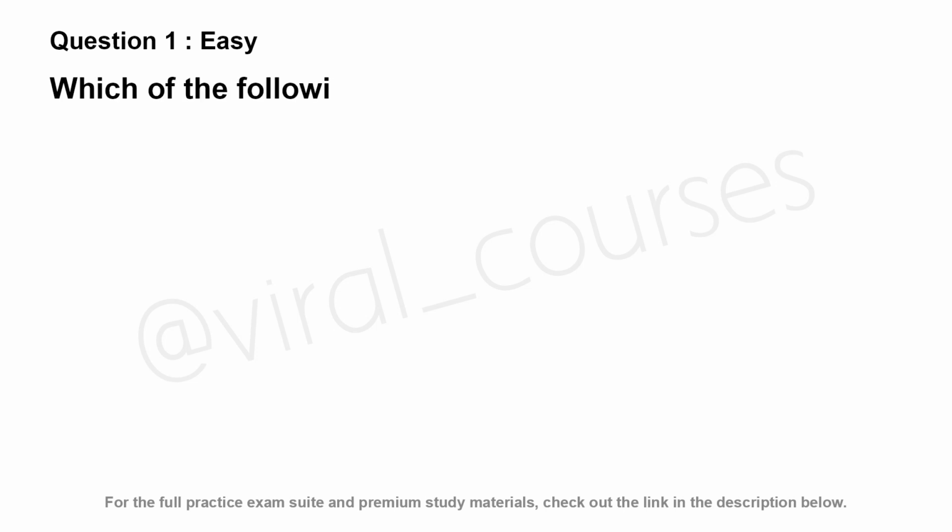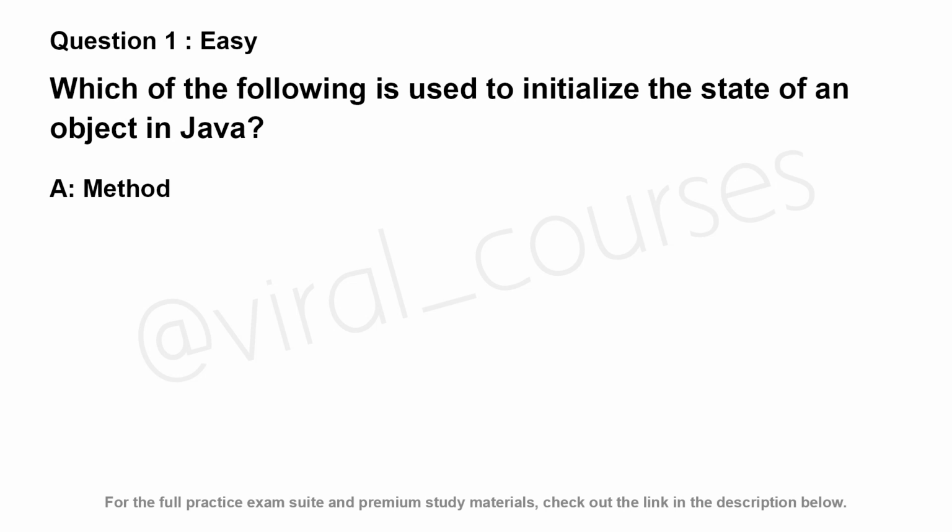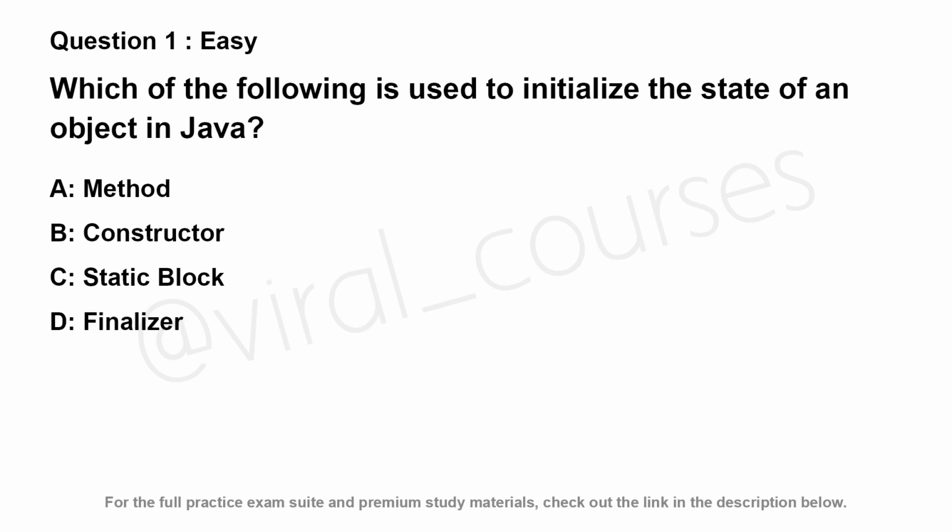Which of the following is used to initialize the state of an object in Java? Option A, method. Option B, constructor. Option C, static block. Option D, finalizer.